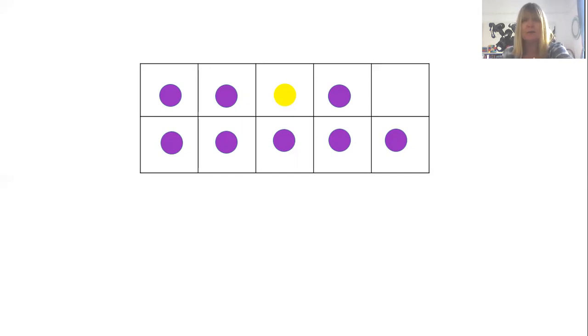1, 2, 3, 4, 5. That row has got 5 squares with 5 dots in. Now I'm going up to the top row. 6, 7, 8. So the yellow dot is number 8 on our 10 frame.